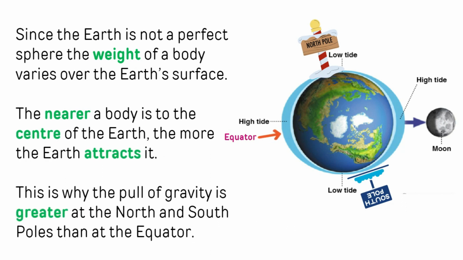Since the Earth is not a perfect sphere, the weight of a body varies over the Earth's surface. The nearer a body is to the center of the Earth, the more the Earth attracts it. This is why the pull of gravity is greater at the north and south poles than at the equator.